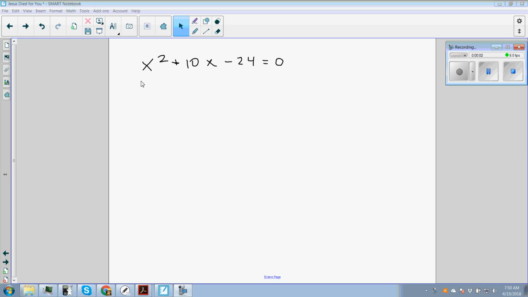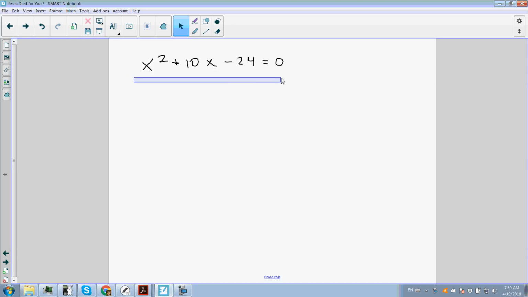Okay, what do we have here? What are we looking at? Got an equal sign. That's a clue that it's an equation. And the highest power of x in this equation is 2. So what kind of equation is this? We are looking at a quadratic equation.